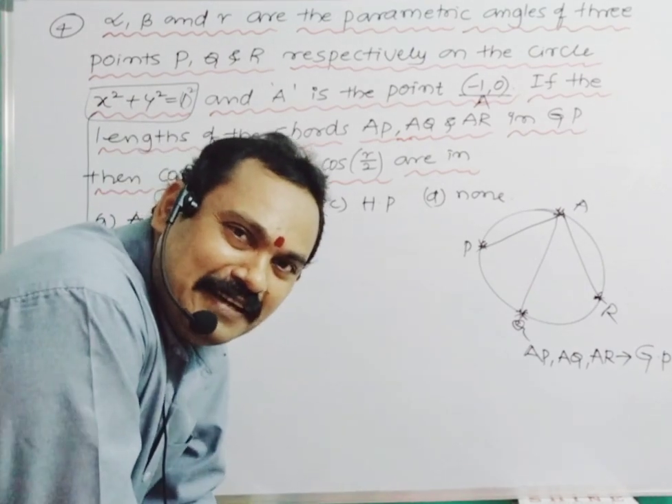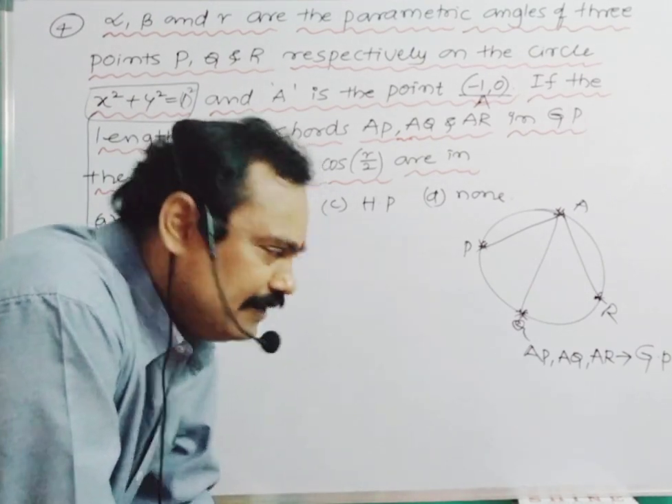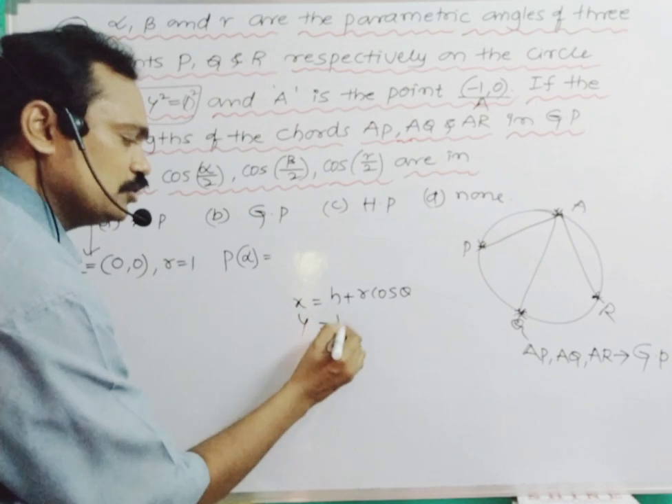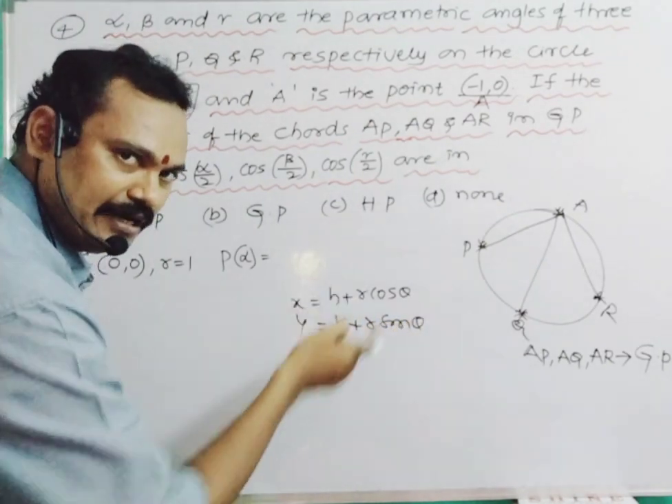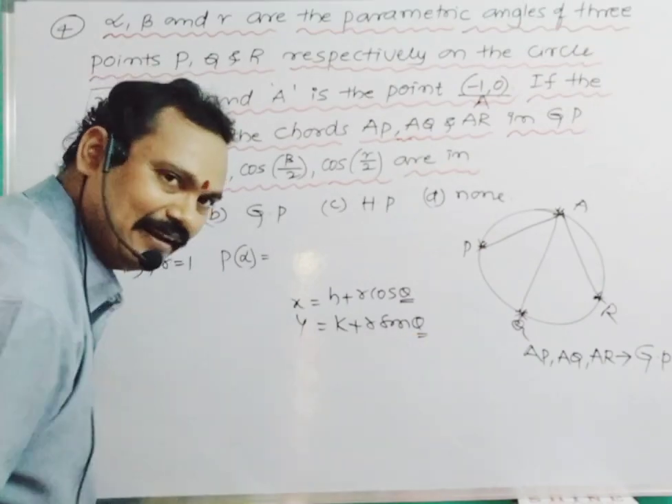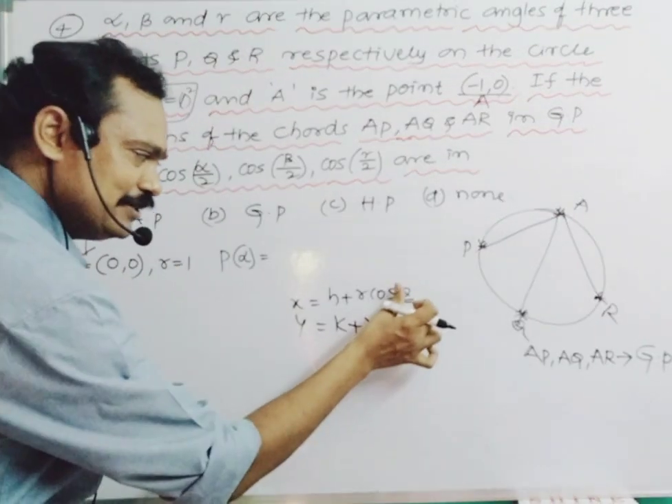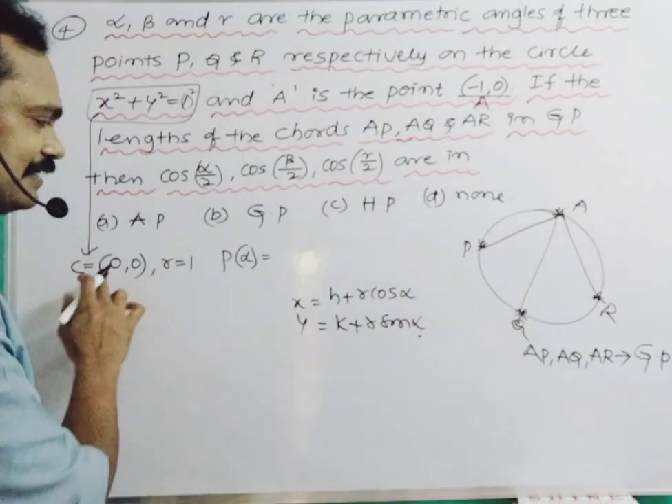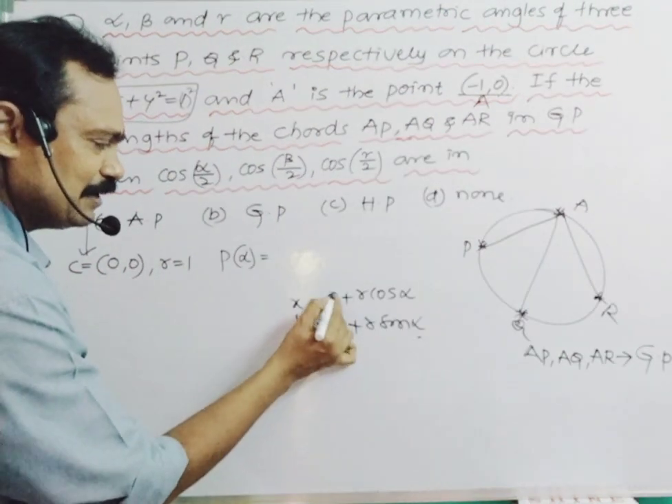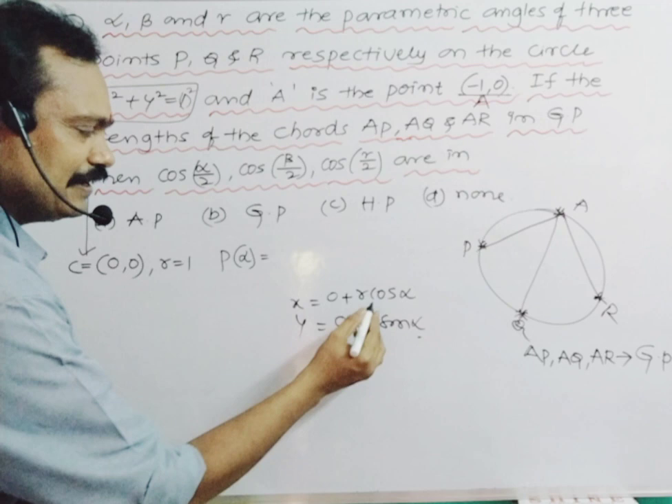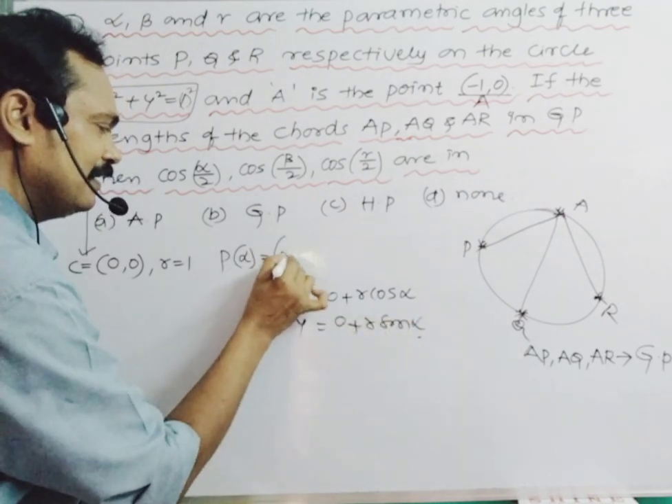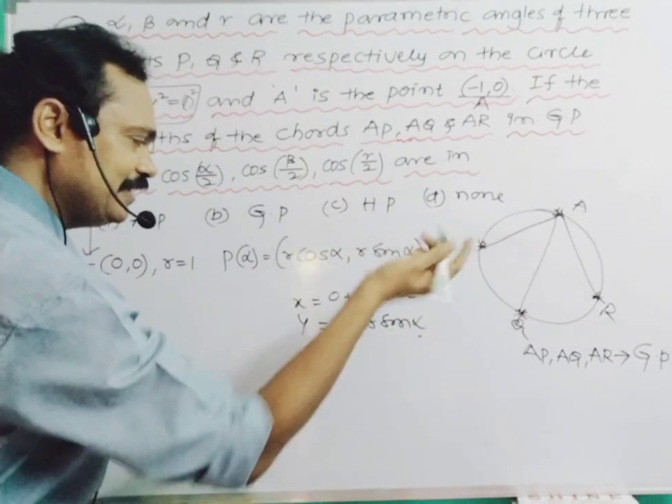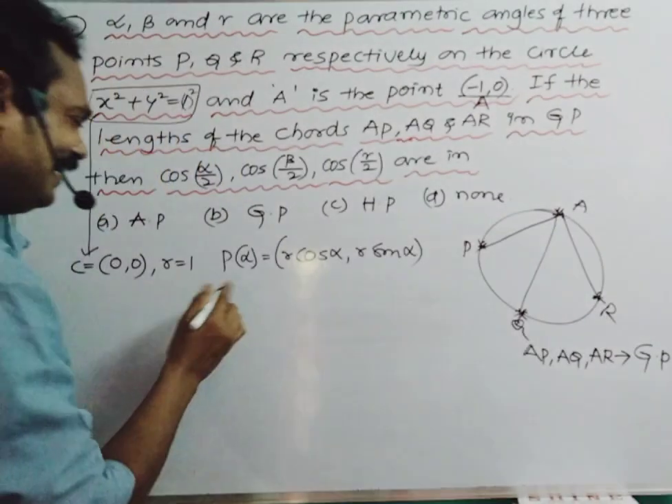Previously we have discussed theta is the parametric angle when x equals h plus r cos theta and y equals k plus r sin theta. No, these are the parametric equations. Here theta is the parametric angle. In this case, alpha is the parametric angle, means you have to take theta as alpha, that's it. And for this circle, center is 0 comma 0, so P of alpha is r cos alpha comma r sin alpha. It is a point on the circle.